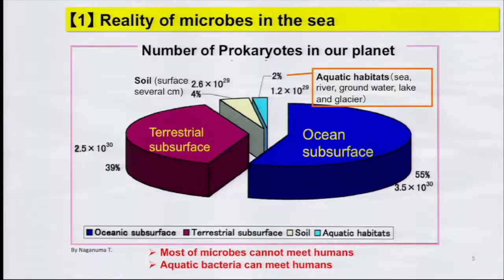So first of all, I would like to show the reality of microbes in the sea. Ecologically and physiologically, marine bacteria is quite different from animal bacteria. So here I showed a number of prokaryotes in our planet. Most of the microbes are living in ocean subsurface and terrestrial subsurface. So they cannot meet us forever. And then here you have soil microbes here, only 4%. And then here, aquatic habitats has only 2% of microbes in our planet. The aquatic environment contains all seas, all rivers, all groundwaters, all lakes, and all glaciers in the world. But we can meet them sometimes. So aquatic bacteria is closer to our life compared to other environmental bacteria.